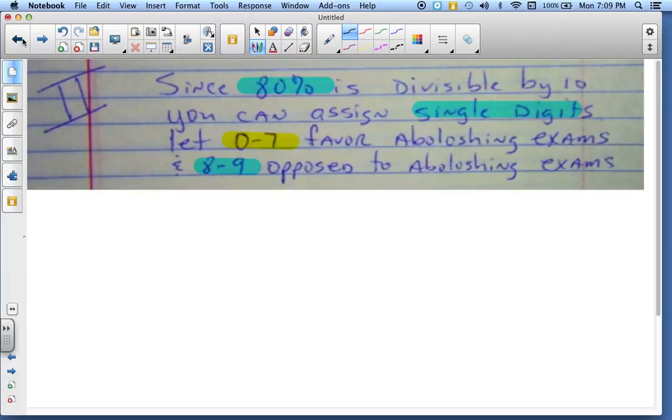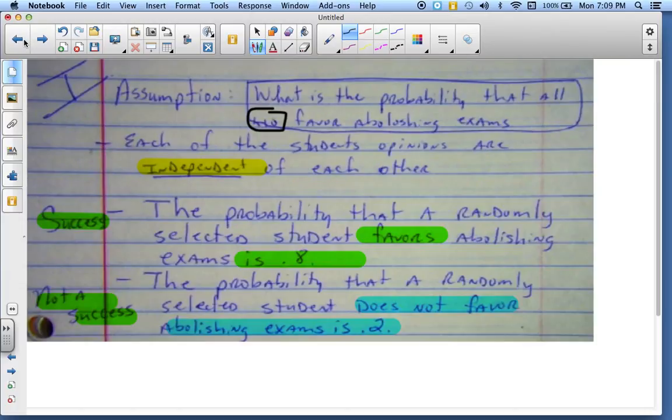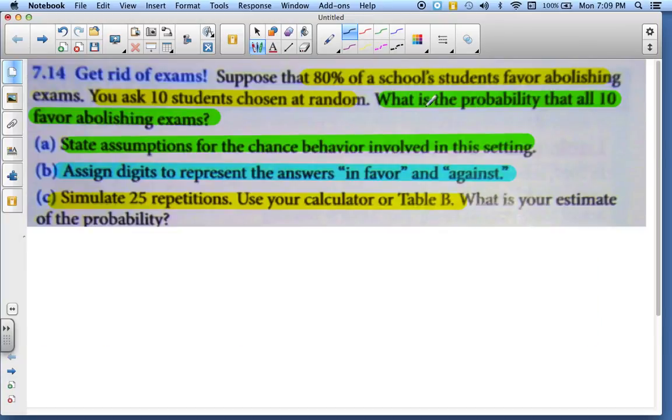So going back to the original question, what is the probability that all 10 favor abolishing exams? And we just did that, and it's 1 out of 25. Okay? So that percentage happens to be 0.04. So the answer to that is, I know it's a little slow, so 0.04. And that's my answer to that question right there.